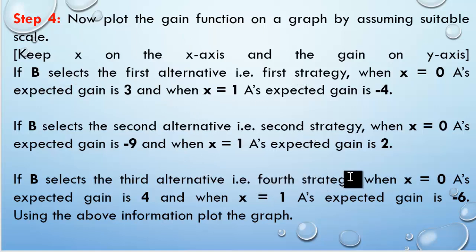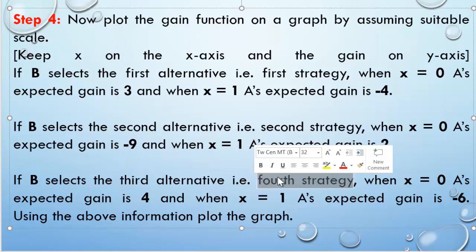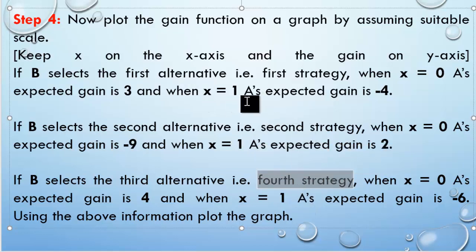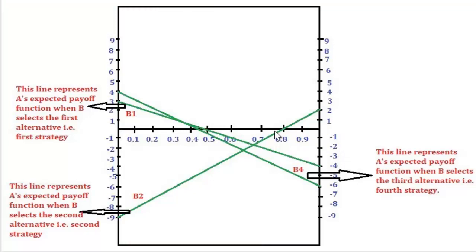In fact, now that's the third strategy, right? Or from the original table, it is the fourth strategy. So if it chooses, what will be the expected gains of A? Okay, so using this information, we plot these points on a graph. So I will plot for x is 0 and x is 1. So I need to have two vertical axes for x is 0 and x is 1. That is here. This is for x is 0 and for x is 1.